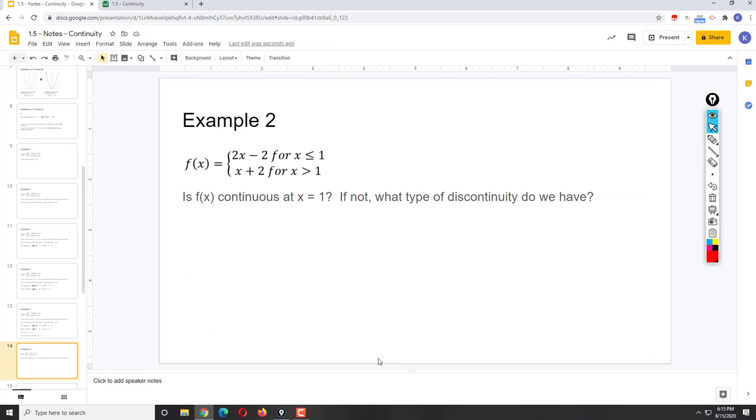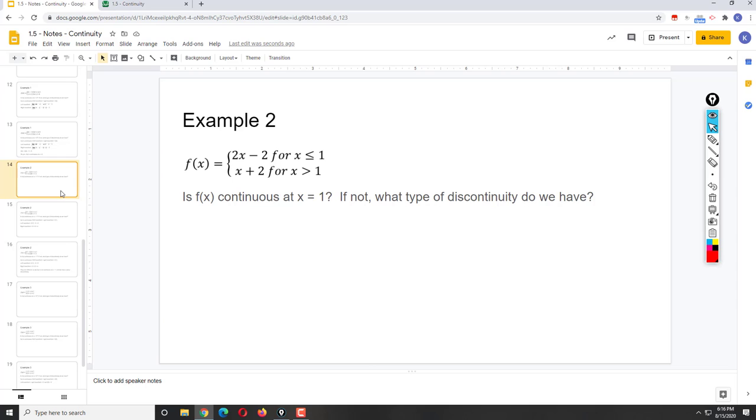Next one, example 2. f of x is equal to 2x minus 2 when x is less than or equal to 1. When x is greater than 1, f of x is x plus 2. Is f of x continuous at x equals 1? If not, what type of discontinuity do we have? Same question as before, different function.